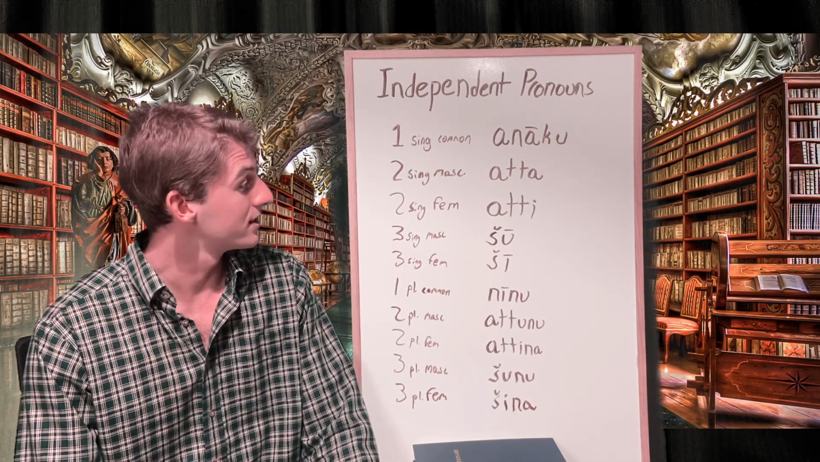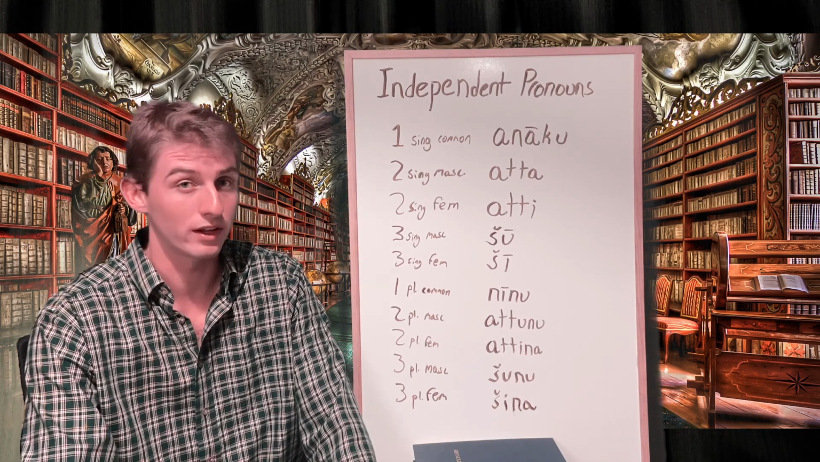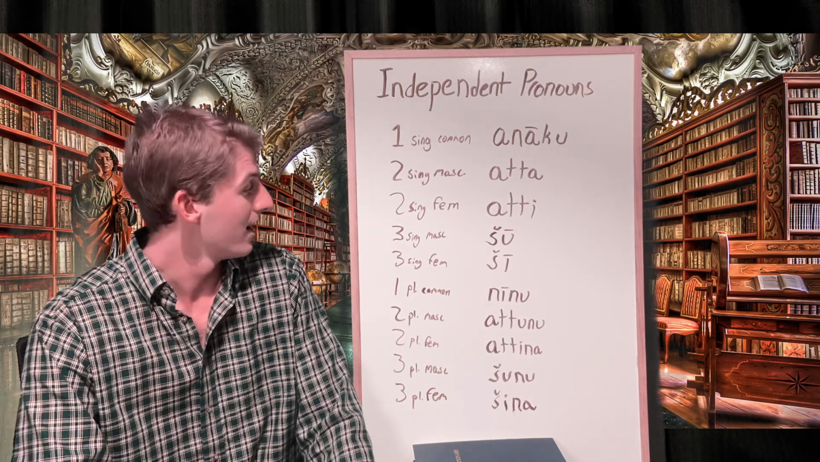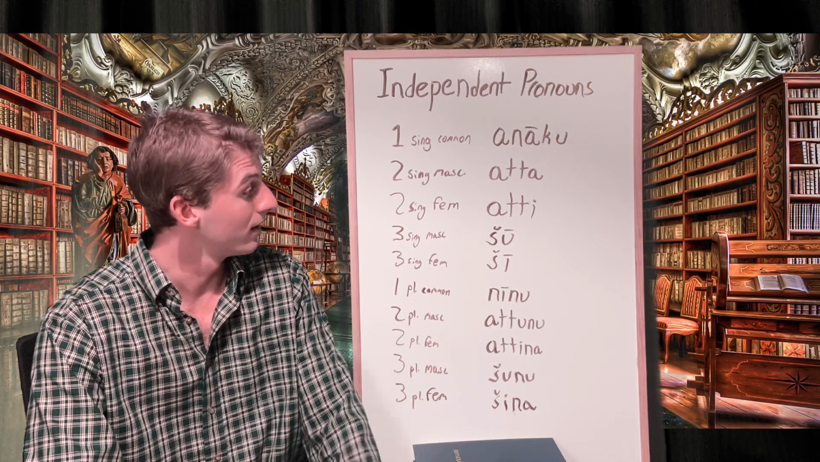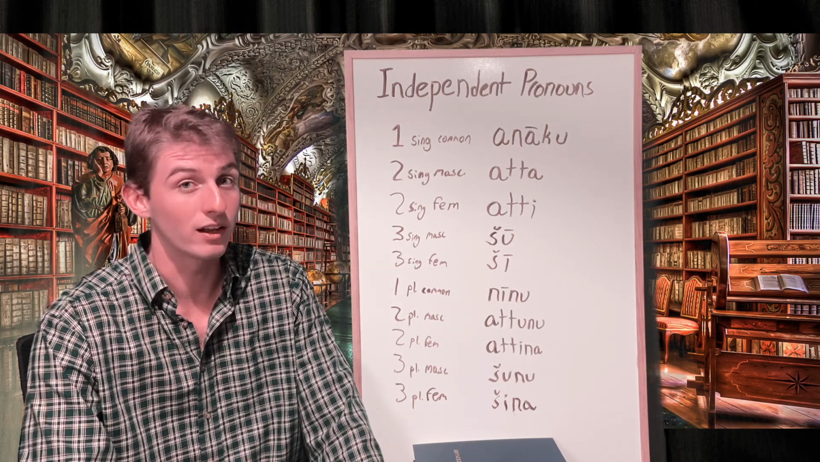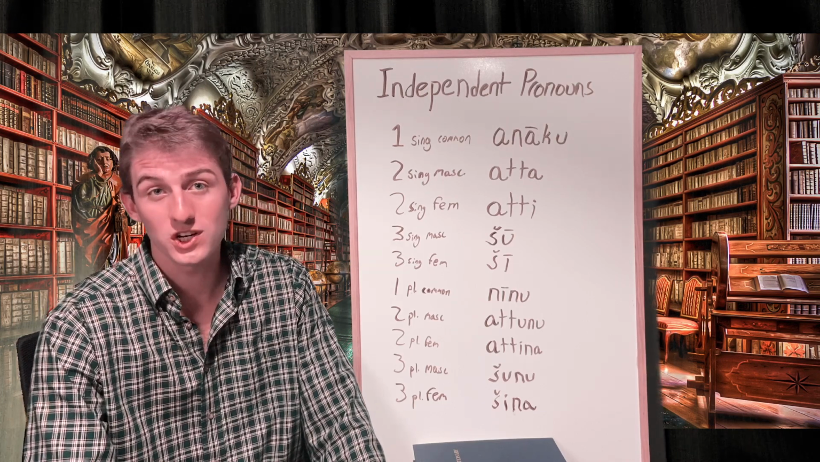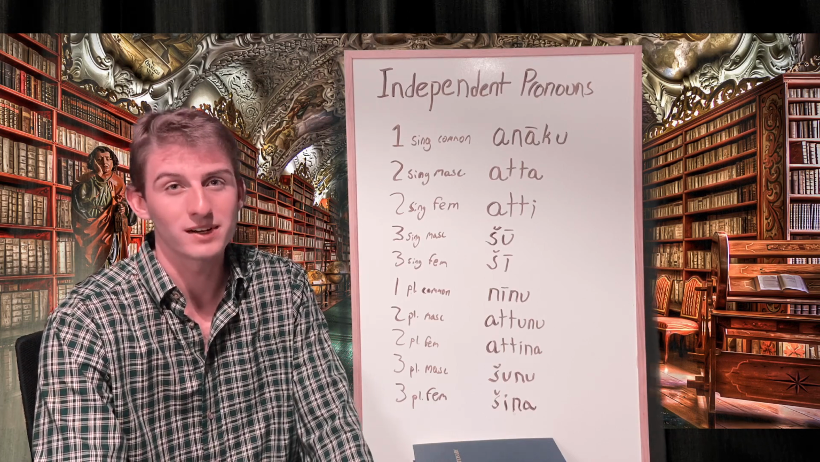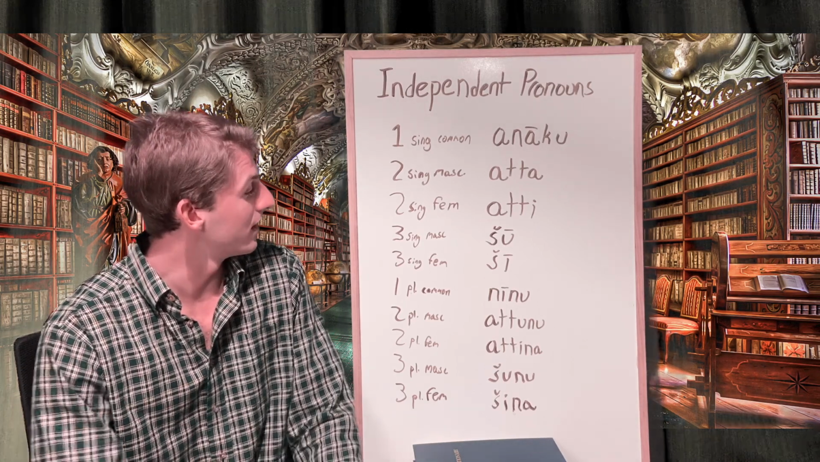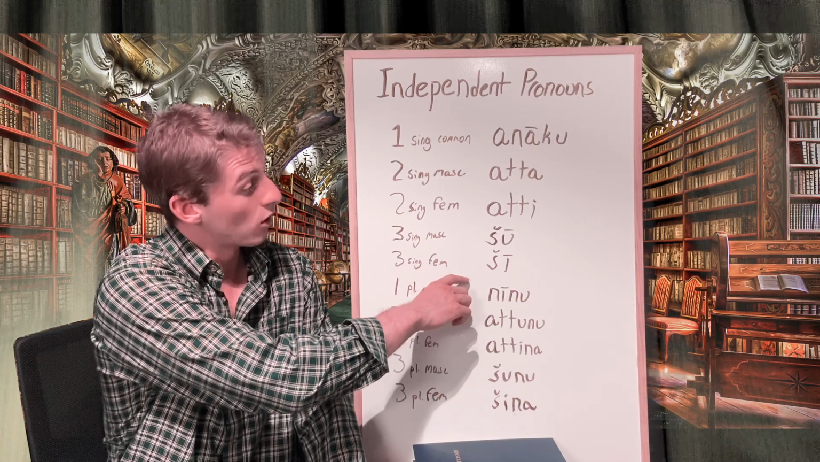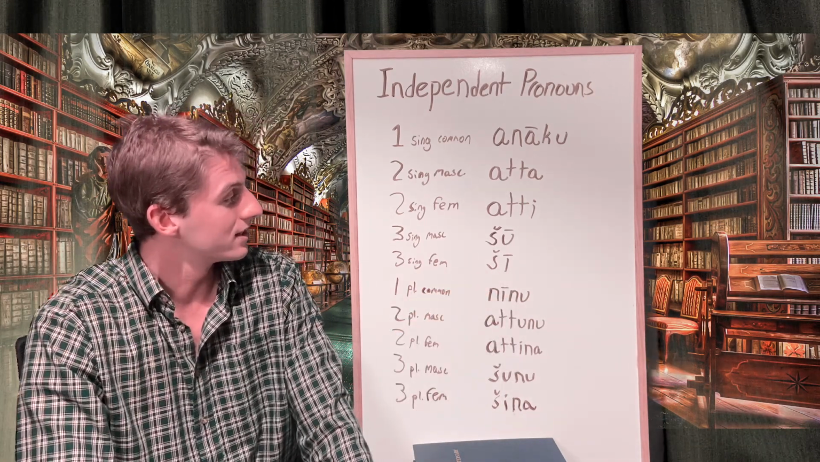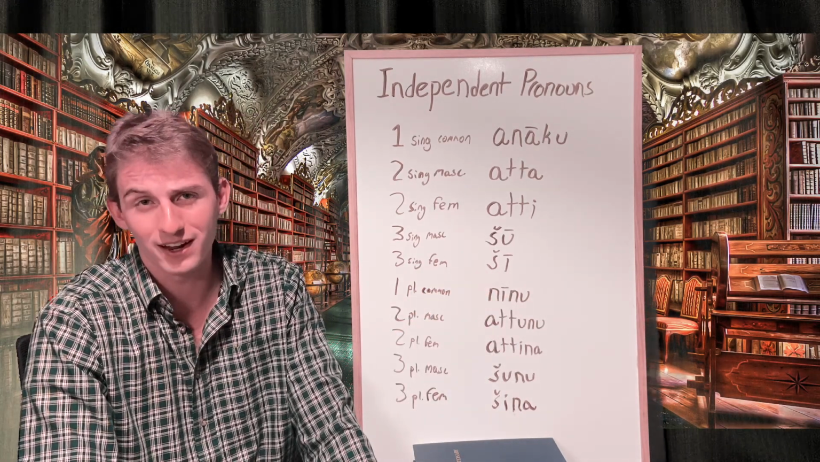For the third person singular masculine, we have the word shu with a long u, which means he. And in the third person singular feminine, we have the word shi with a long i, and this means she. So if anybody else is studying Semitic languages, I'd be interested if the third person singular feminine is also "she," because I'm curious if English somehow got that from Akkadian.